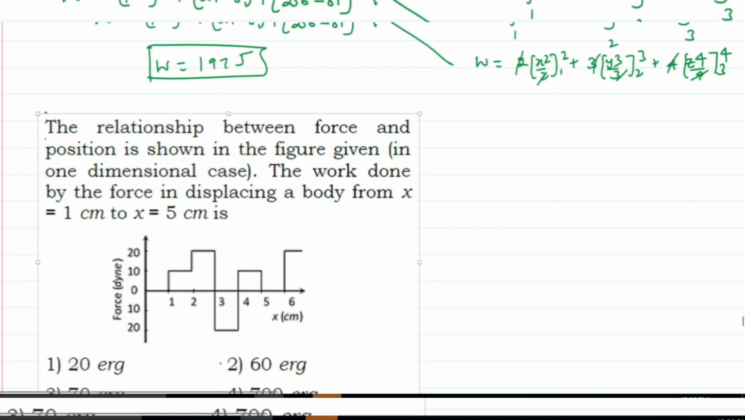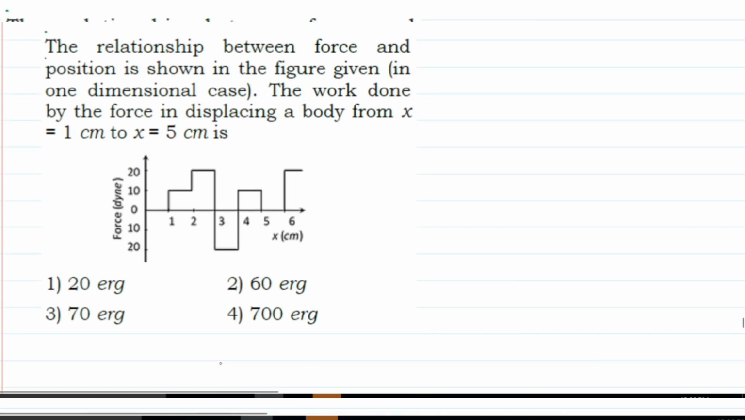Let us see the next question. The relation between the force and position is shown in the figure. The work done by the force in displacing the body from x equal to 1 centimeter to x equal to 5 centimeter. So here a graphical question is given. Here work done will be equal to the area between force and displacement.